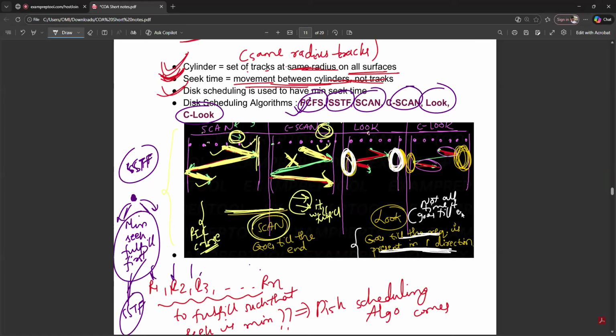Not all the time does it go till the end. It goes till the request. So here, see, it goes, then it comes back, and then here it will fulfill. So here it had fulfilled here, here, and here.